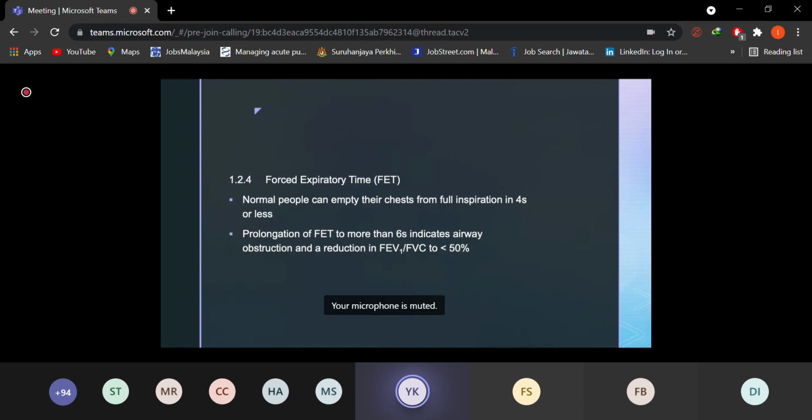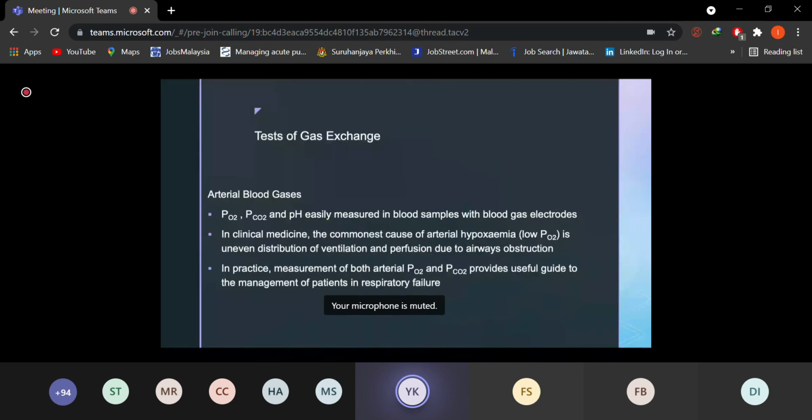Next, tests of gas exchange: arterial blood gases. This is what we want to know in your arterial blood gas, whether it's saturated with carbon dioxide or saturated with oxygen, and also the pH. pH is always correlated with the carbon dioxide as well as your oxygen. So this ABG can be used to determine these three things. In clinical practice, ABG is very important, and you have to know how to analyze it.